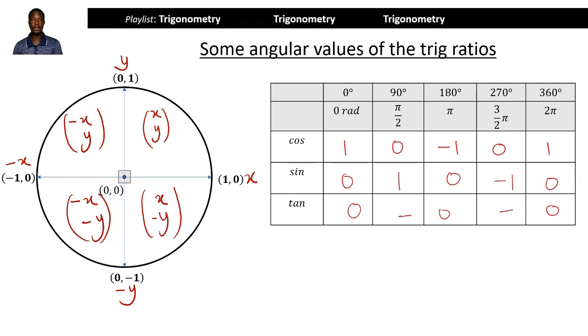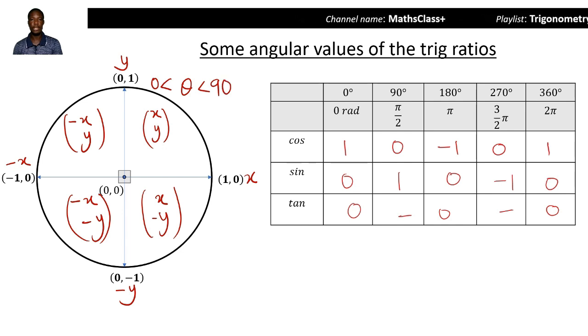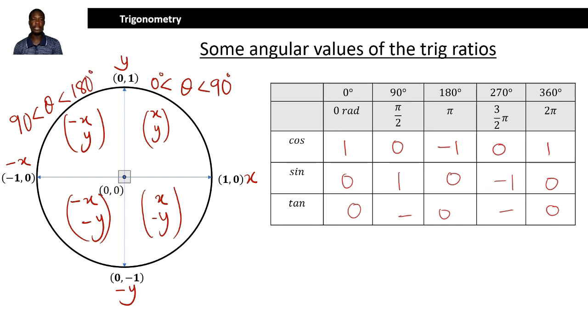values of the angles. So all the acute angles. So we know, let's say, if our angle is theta, then the angles that are between 0 and 90 degrees, they make the angles within the first quadrant. Then the angles between 90 and 180 degrees, they make up the angles in the second quadrant.